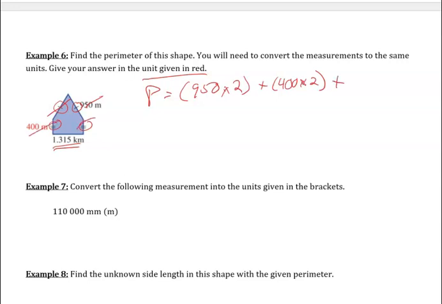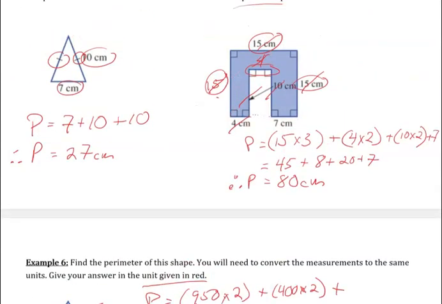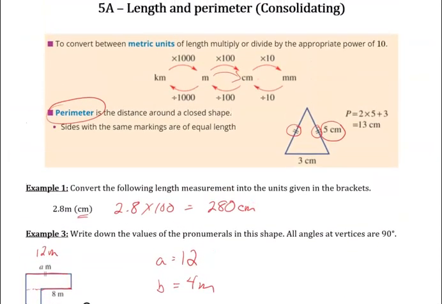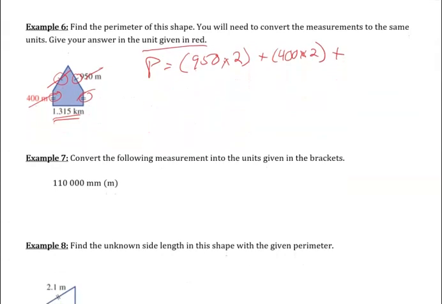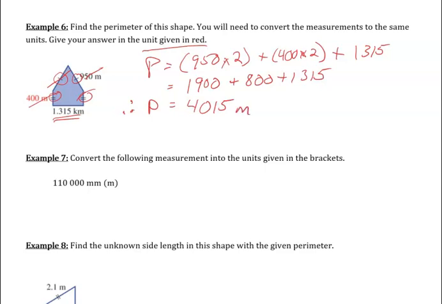And then we need to figure this out. So kilometers to meters. Let's go back and check. So we've got kilometers to meters. We're going to multiply by 1,000. So 1,000 has 3 zeros. So that's going to make this 1,315 meters. And then we add it all up. Should be 4,015 meters, and that's the unit in red.